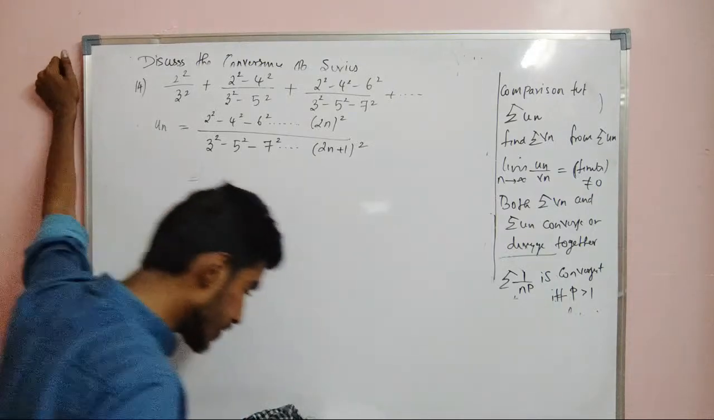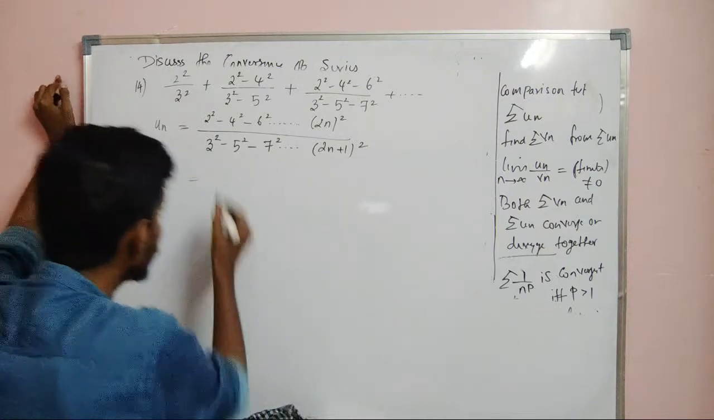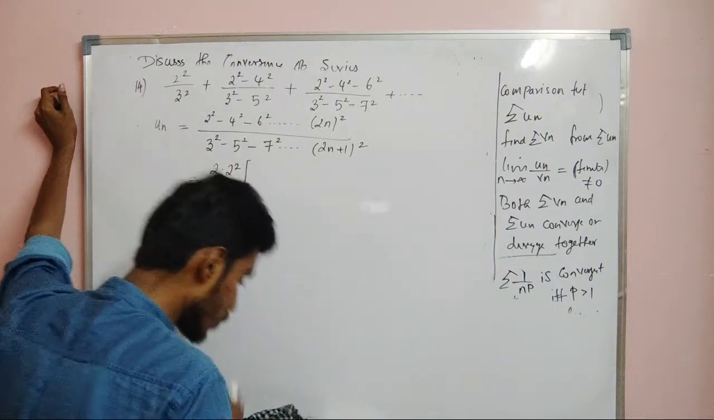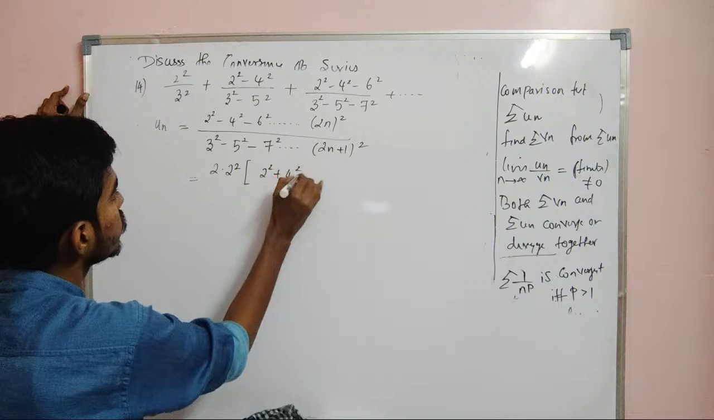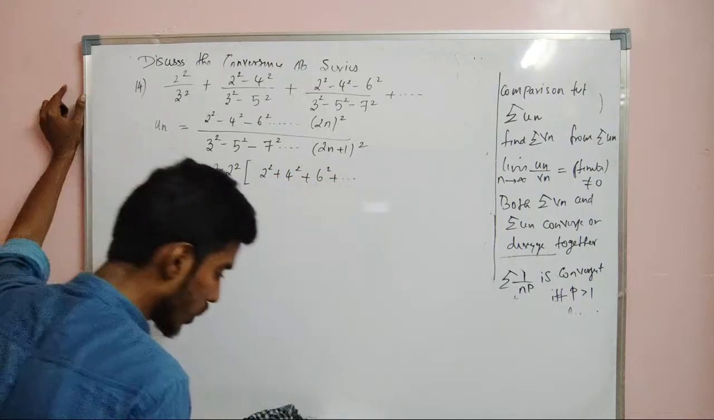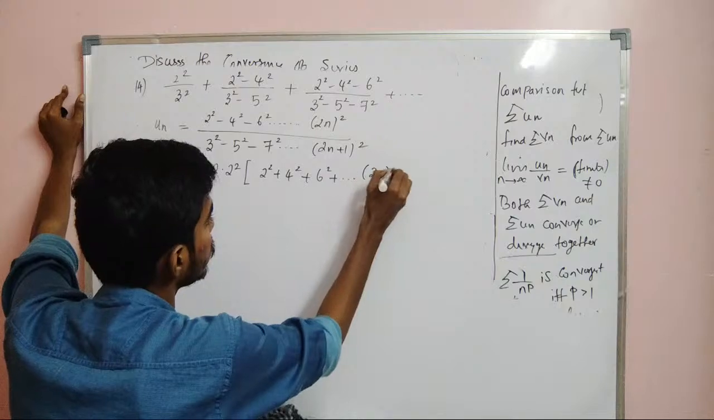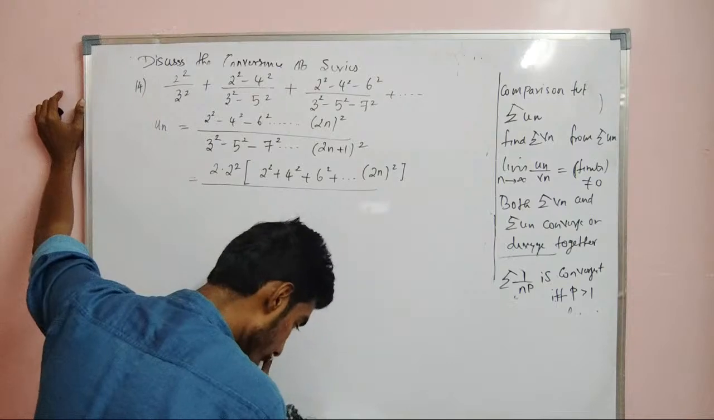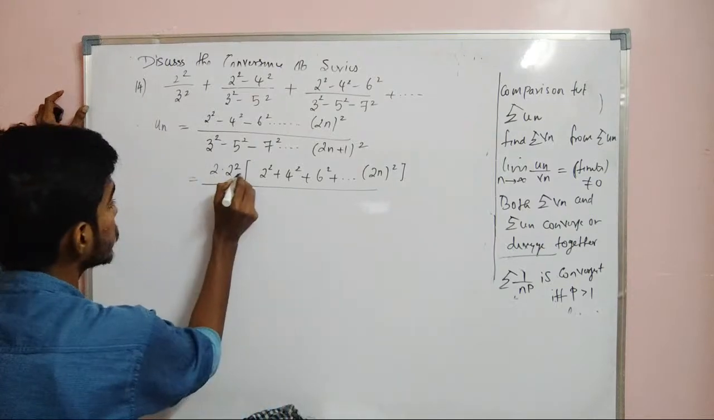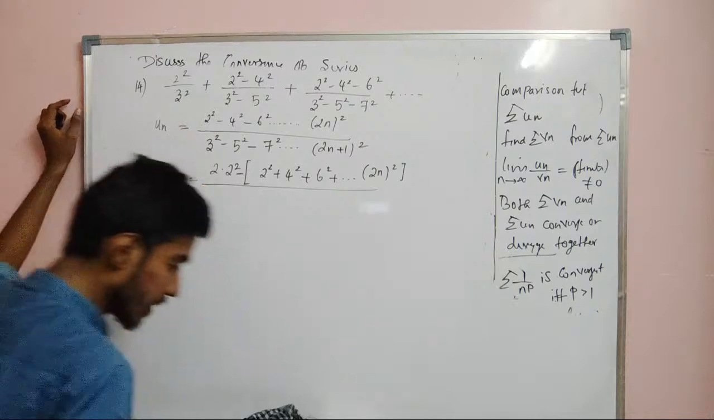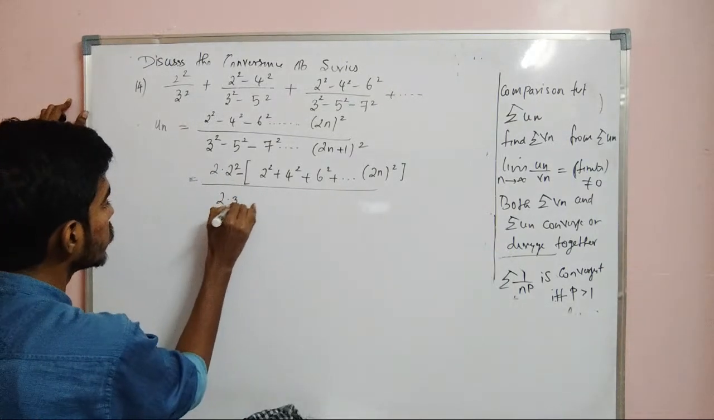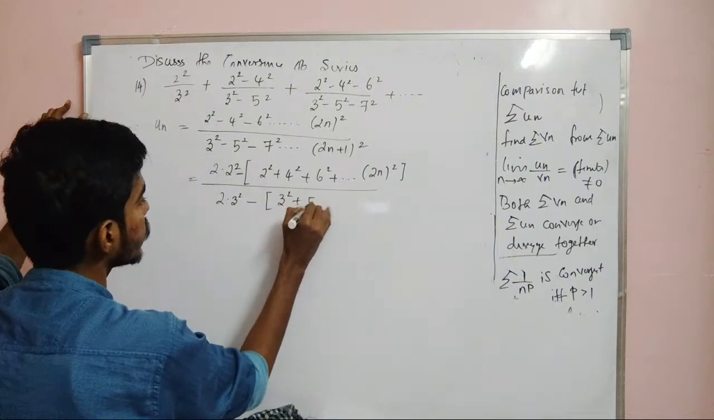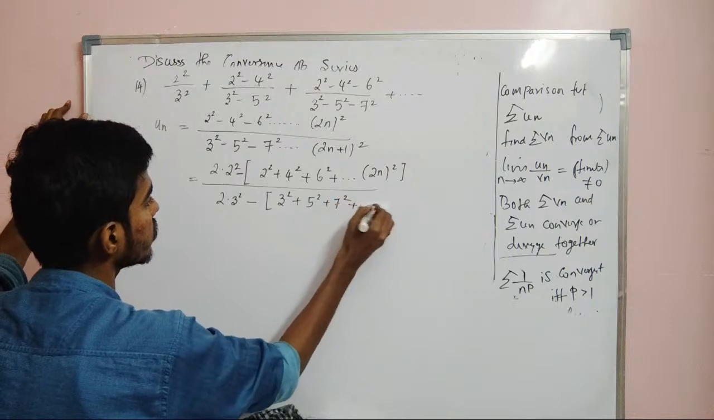So I am going to write this series as 2 into 2 square plus 4 square plus 6 square and so on 2n square, divided by 2 into 3 square minus 3 square plus 5 square plus 7 square and so on up to.